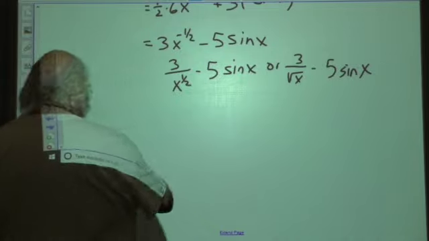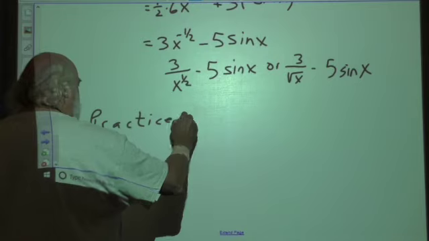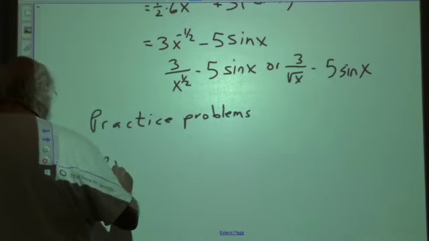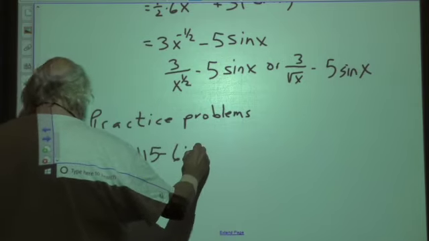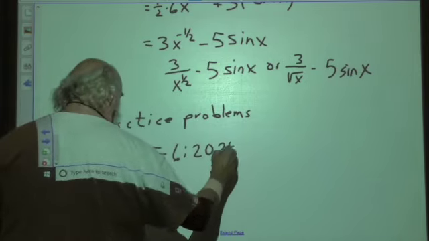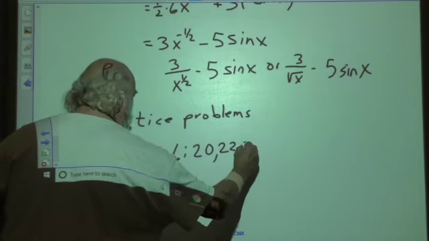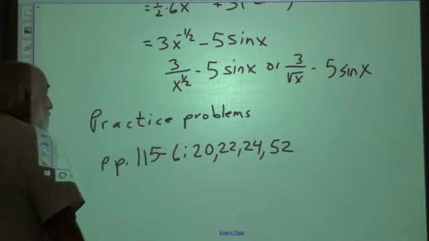Your practice problems: pages 115 and 116, 22, 24, and 52. There you have it.